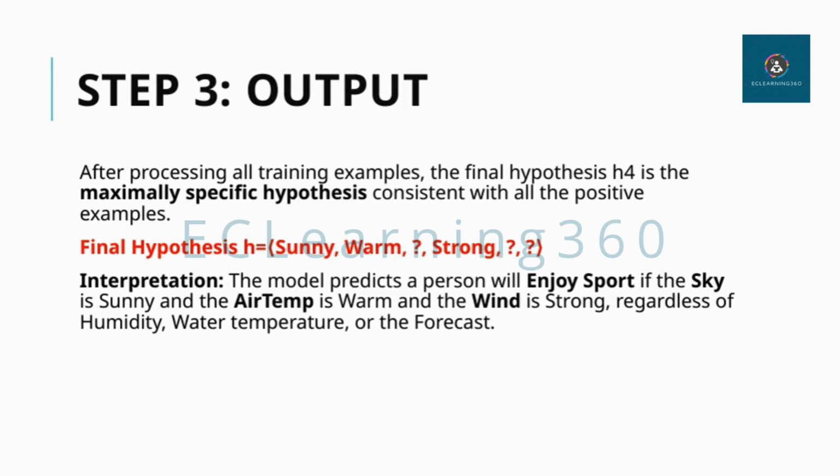This is a great example of how the model zeroes in on the most critical features, those that are consistent across positive examples, and ignores the rest. It's a way of capturing the core conditions for a positive outcome, which in this case is enjoying the sport. So overall, this final hypothesis helps us understand exactly what conditions are most influential in making a correct prediction, regardless of other variables. It's a powerful concept because it shows us how machine learning models can focus on what truly matters in the data.